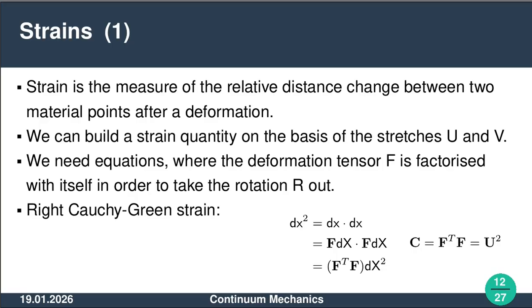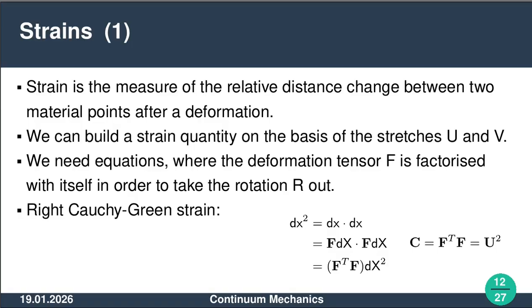So, strain is the measure of relative distance change between two material points after a deformation. The distance between two neighboring material points in the material configuration is the differential upper dx, and in the spatial configuration lower dx. So like already addressed, the right and left stretch tensors U and V are the candidates for building a strain quantity. They measure pure material deformations.